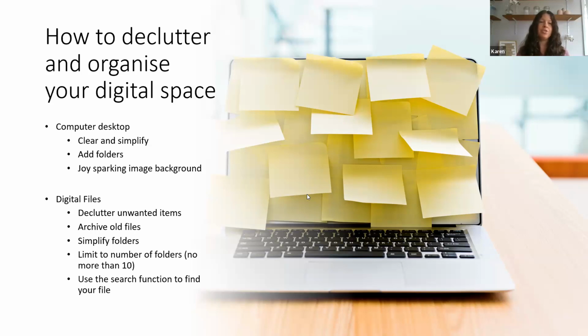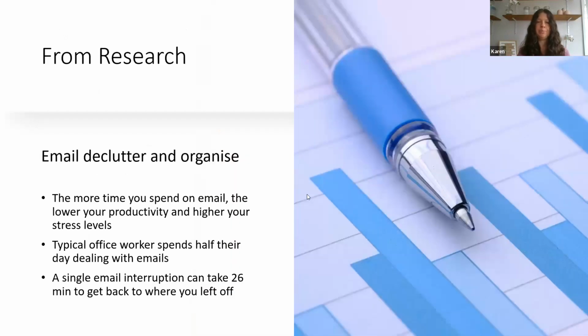And of course, try not to be too minute with how you're organising your folders. Don't have 20, 30, 40 different small folders with individual things in them. Try to limit your folders to, say, 10, no more. And then again, use the search function within the files so that you can find what you need. Really try to keep it simple.